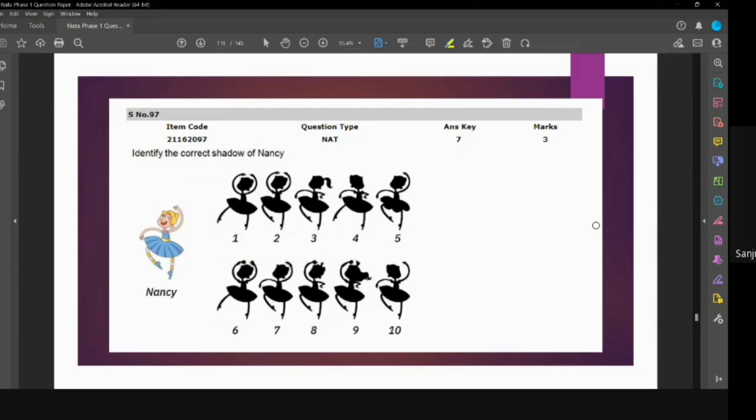Next question, they've asked to identify the correct shadow of Nancy. So Nancy's picture left side തന്നിട്ടുണ്ട്. Nancy's correct shadow ഏതാണെന്നാണ് ചോദിച്ചിരിക്കുന്നത്. And there are 10 options. We're supposed to find the correct one. The correct option is option 7.